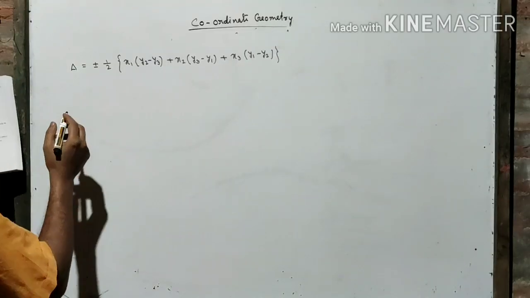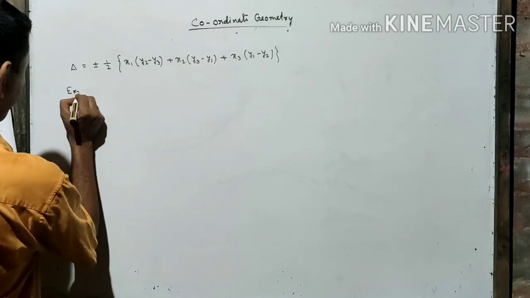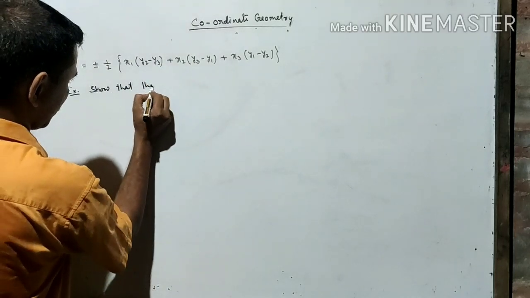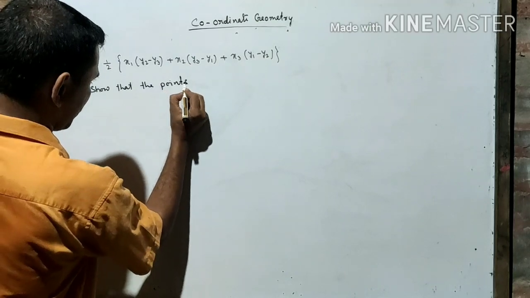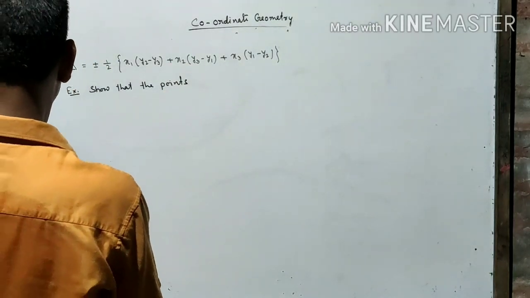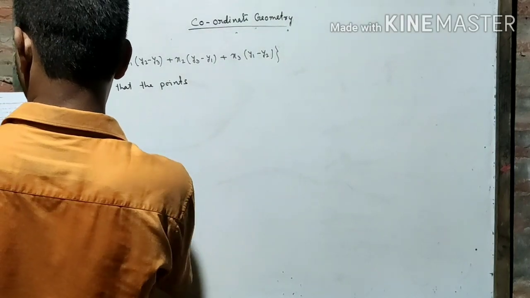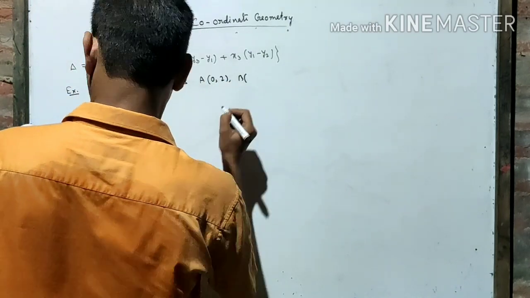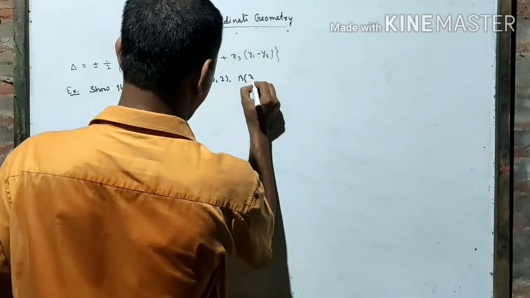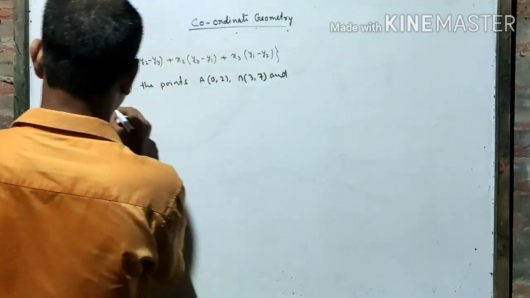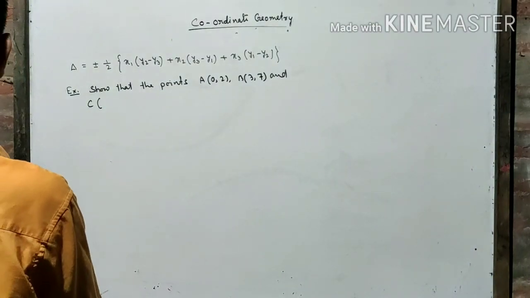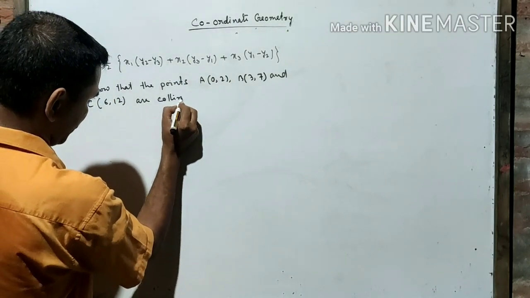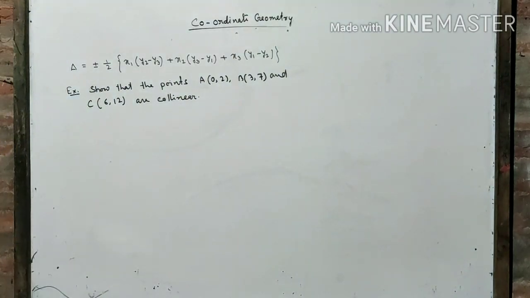The 3 points. Okay, this is the question. Show that the points A(0, 2), B(3, 7) and C(6, 12) are collinear. So we have to show that the 3 points ABC are collinear.